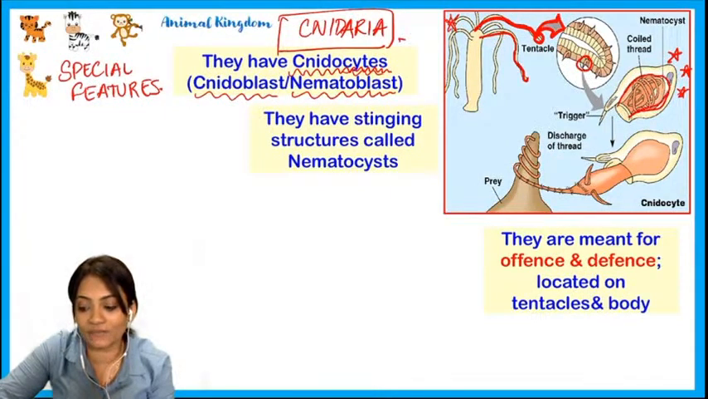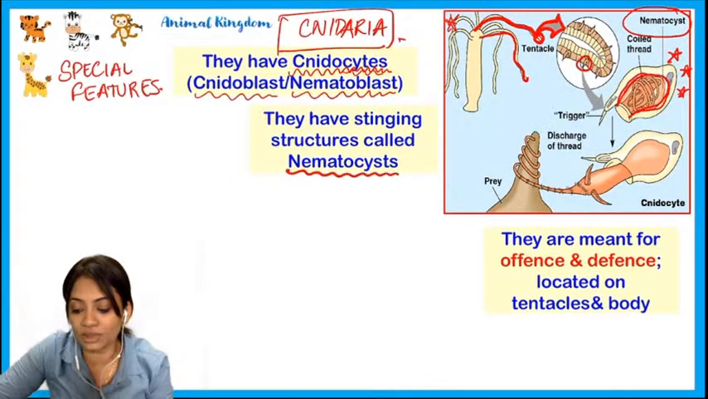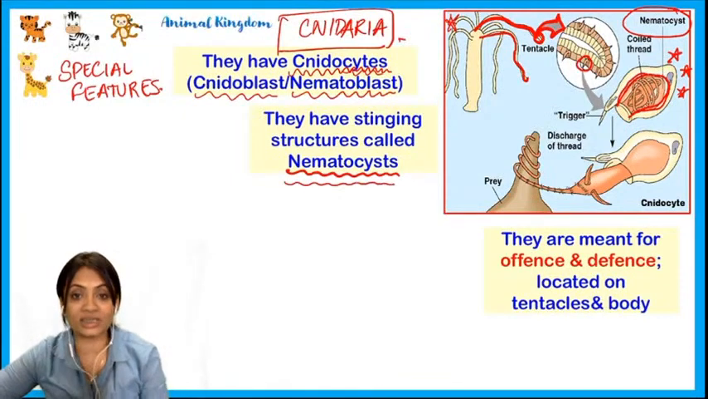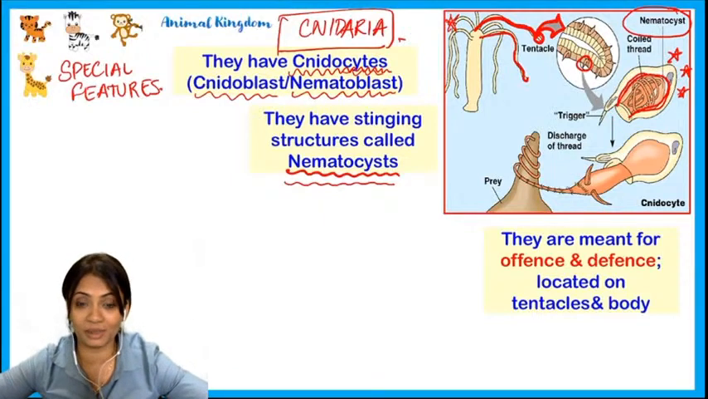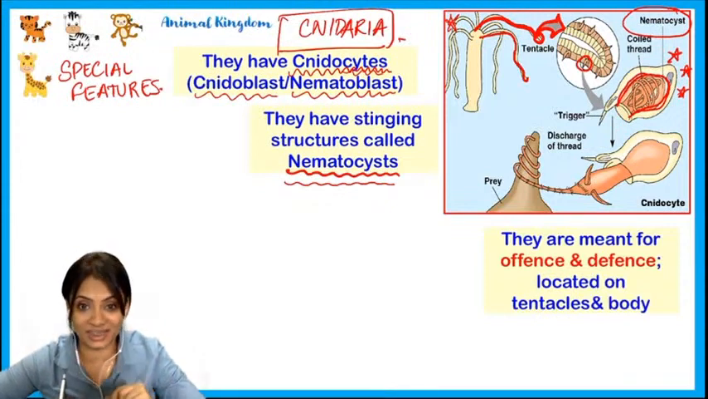Can you see this part which I have outlined in red color? This apparatus inside is called a nematocyst. Do you see that name? It's called a nematocyst. So inside the cell of the cnidocyte, there is a stinging apparatus which is called a nematocyst. What is this nematocyst going to do? Have you ever seen Spider-Man attacking an enemy? What does he do? He opens his hand and then a web starts coming out of it, doesn't it?